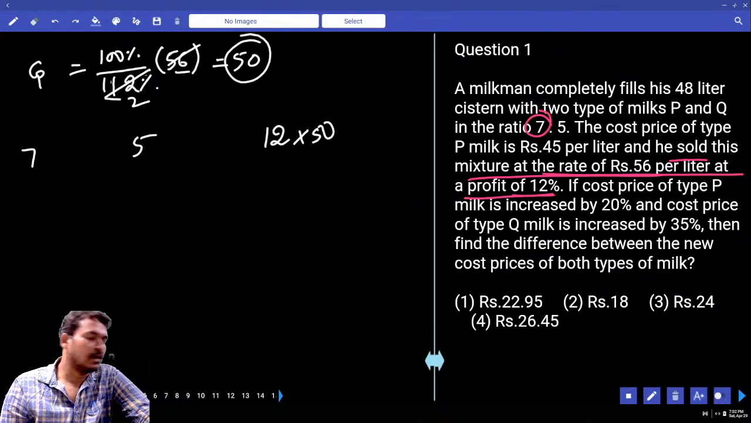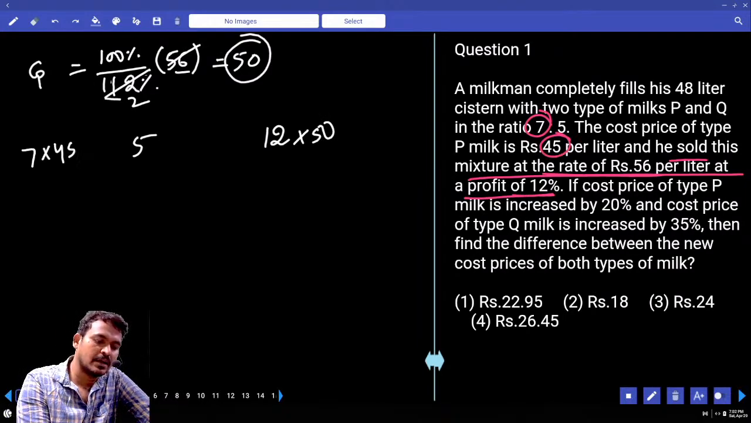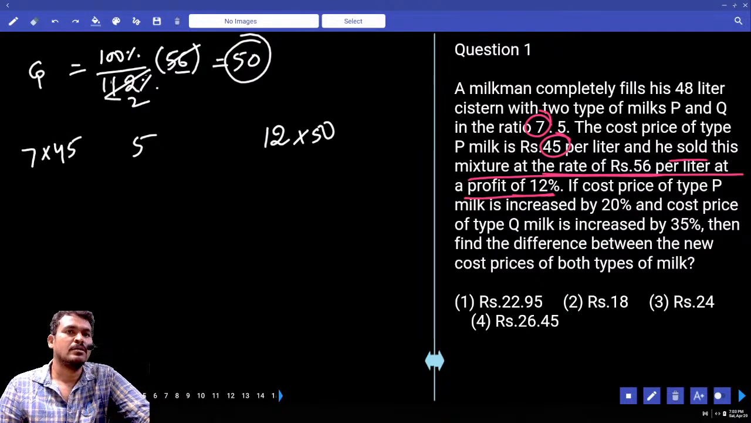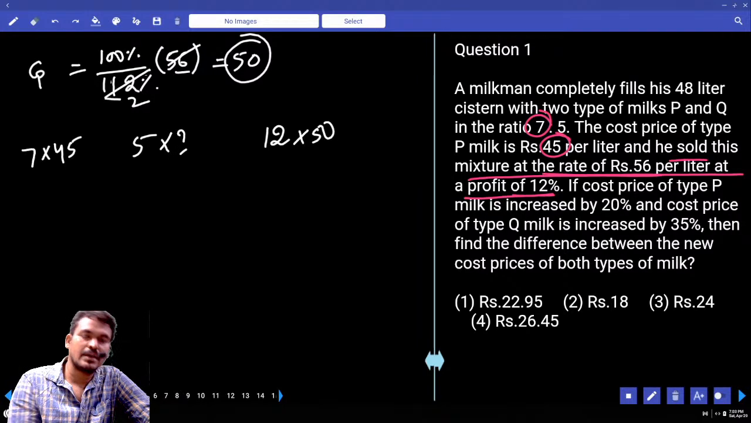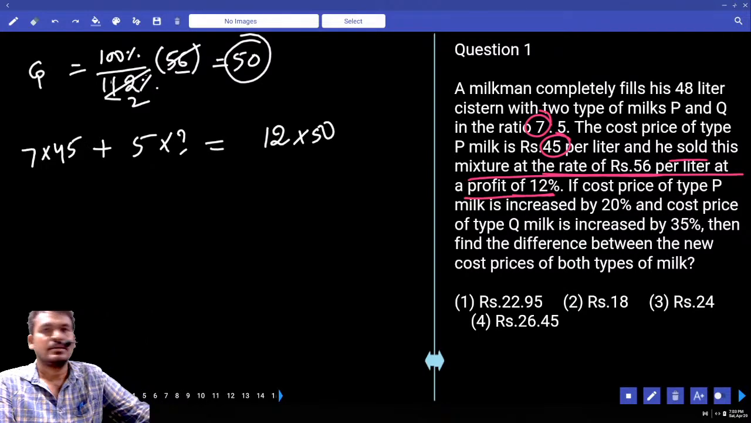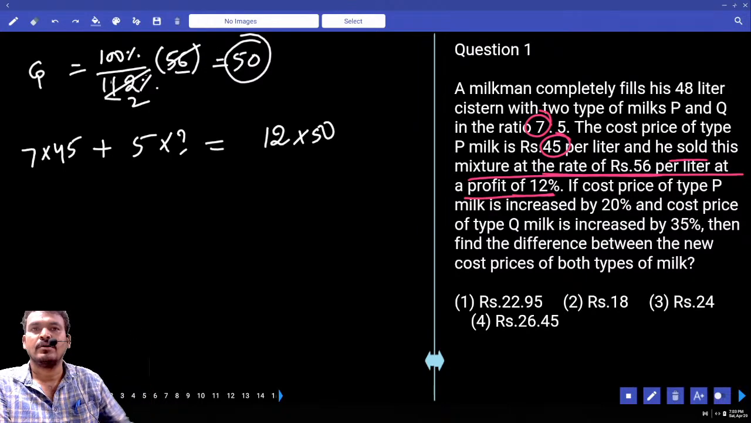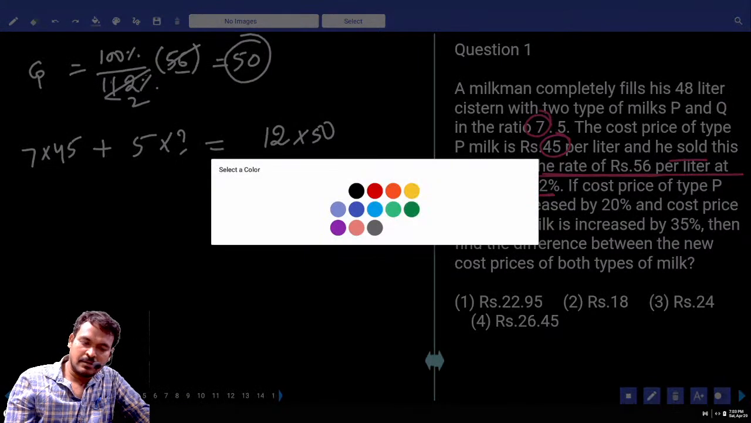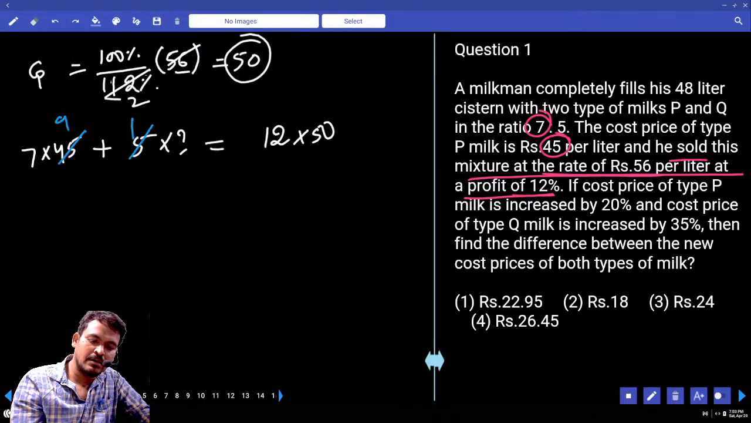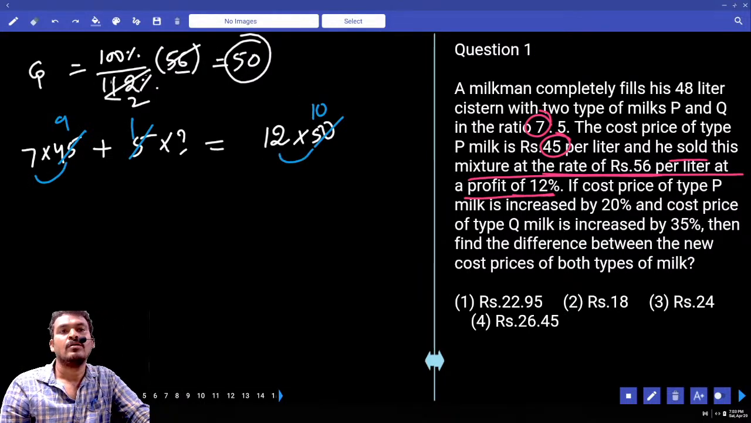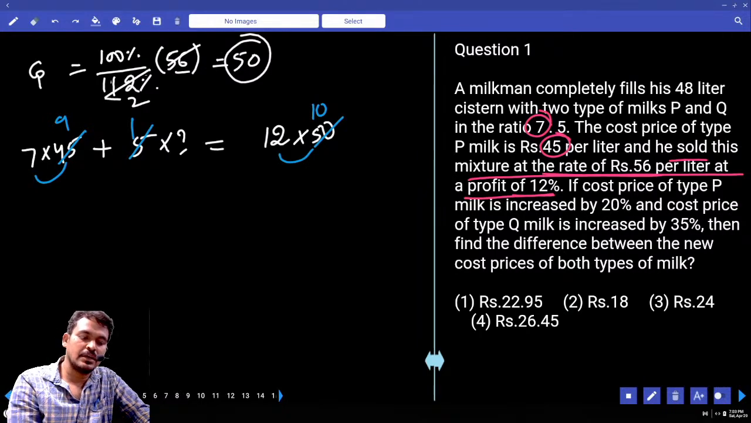What is the first one per liter value? 45. 7 into 45, we get the cost price of 7 parts. 5 into something, we get the cost price of 5 parts. Both are adding, it is the total cost price of 12 parts. 12 tens are 120. 7 nines are 63. The difference is 57. So the question mark value is 57.